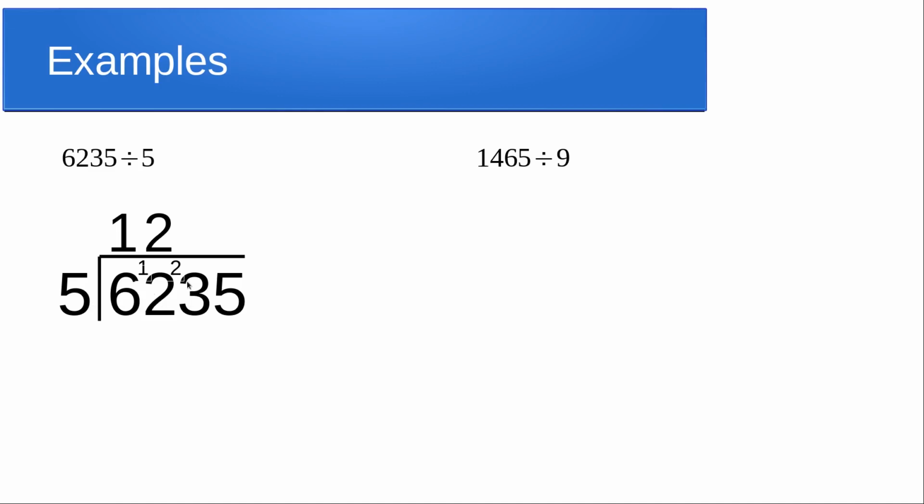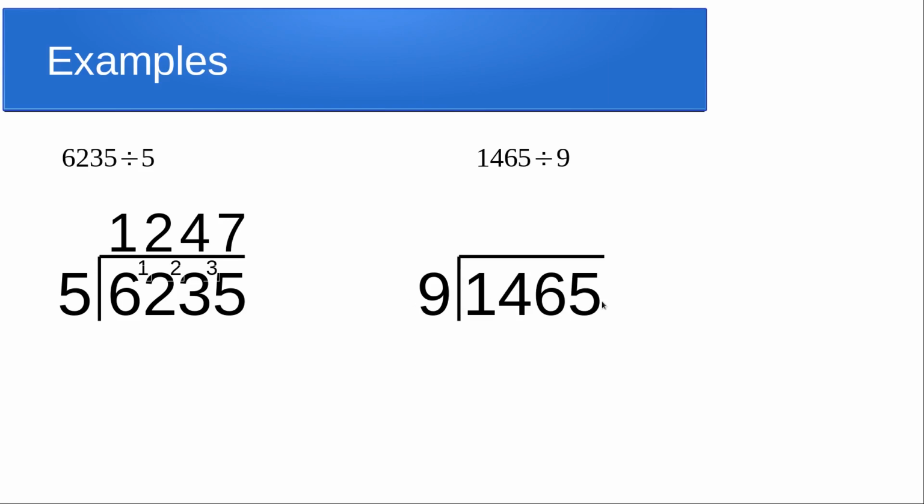So now we say, how many 5s go into 23? Well, it's 4, and there are 3 left over, so we've got 35. And then we say, how many 5s go into 35? And it's exactly 7. So the answer to this question here is 1,247. Now let's look at this one. We're going to set it out in exactly the same way.